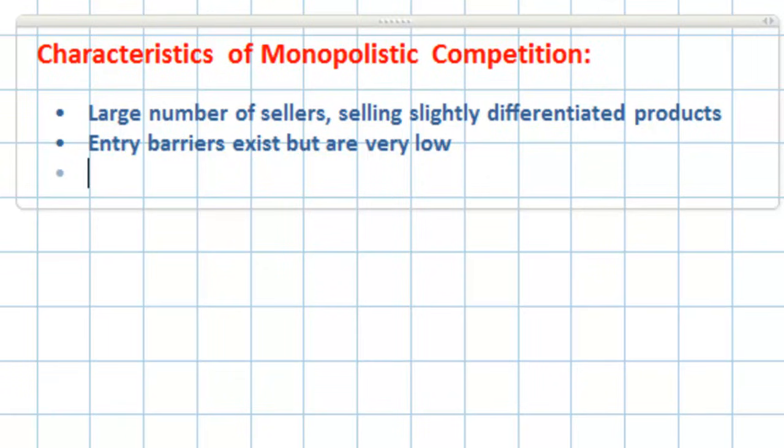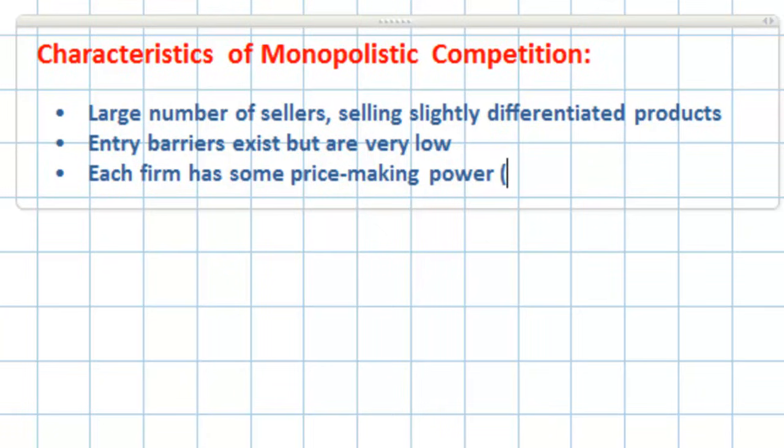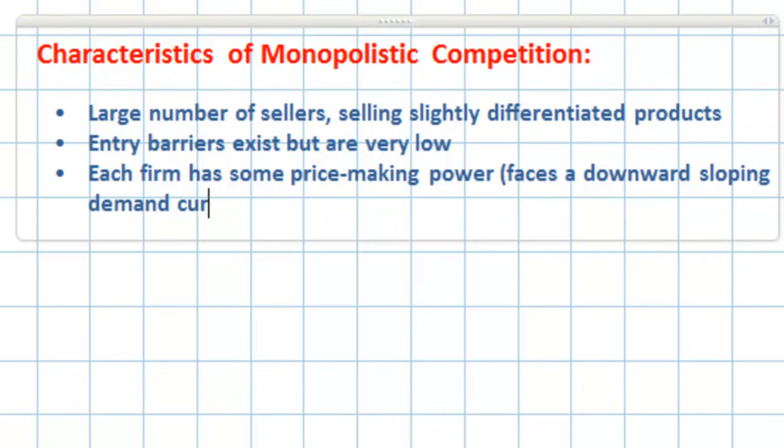Now, another characteristic is that since the firms are differentiating their output slightly, each firm has some price making power. Now, this implies that each individual firm faces a downward sloping demand curve. This is in contrast to perfect competition, in which firms are price takers, and therefore each firm faces a horizontal demand curve determined by the price in the market for its product.